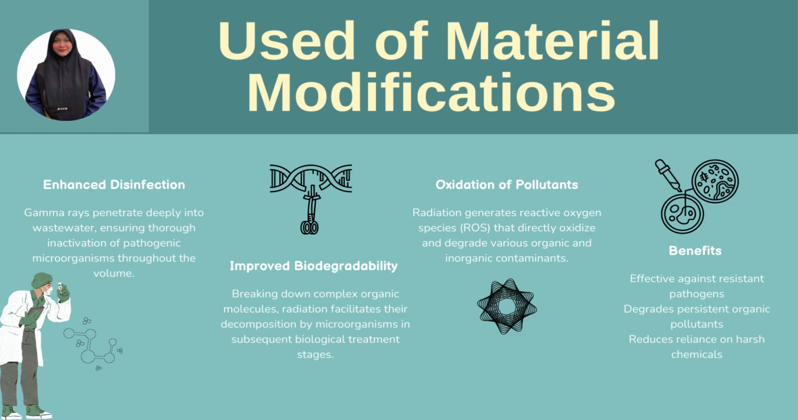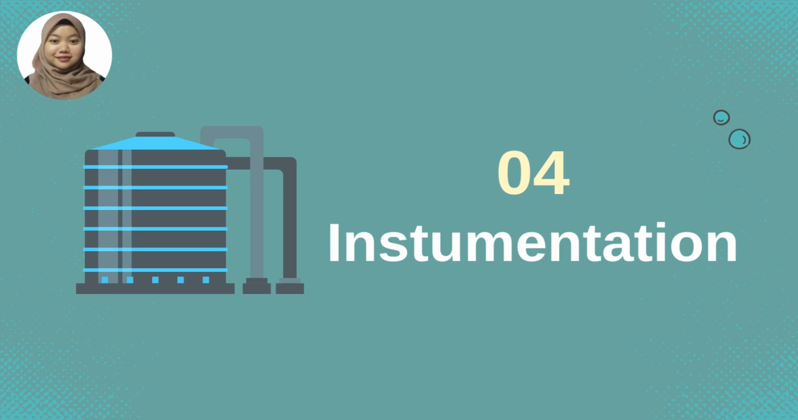Next, oxidation of pollutants. This is because radiation generates reactive oxygen species, known as ROS, that directly oxidize and degrade various organic and inorganic contaminants. Lastly, the benefits of using material modification are that it is effective against resistant pathogens, degrades persistent organic pollutants, and reduces reliance on harsh chemicals.